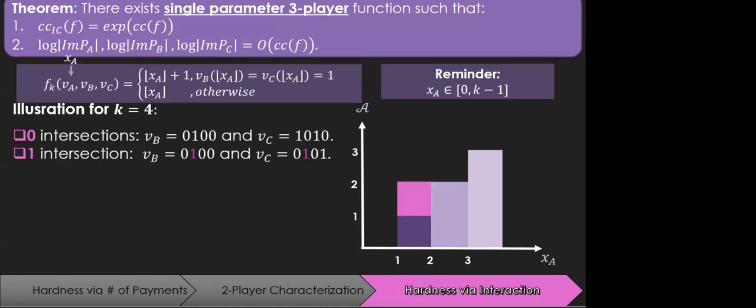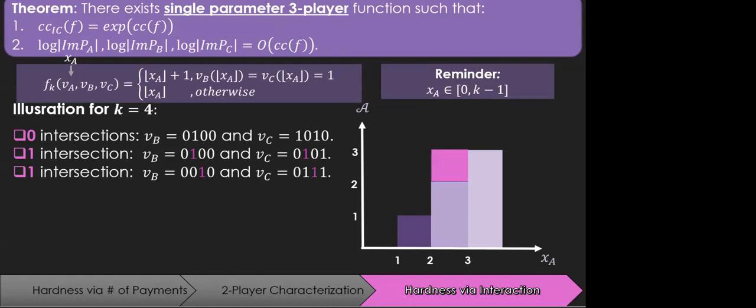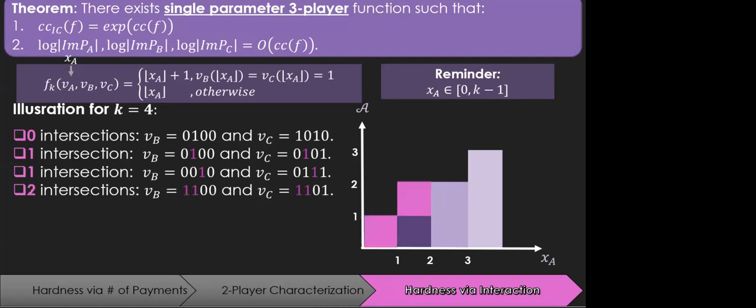Now let's take a look at the different values of Bob and Charlie and see the allocation graph that they induce. Note that if there is an intersection at the first bit, then there is a jump at index 1. Similarly, if there is an intersection in the second bit, then there is a jump at index 2. And again, if there are 2 intersections at the first 2 indices, then we get this graph.